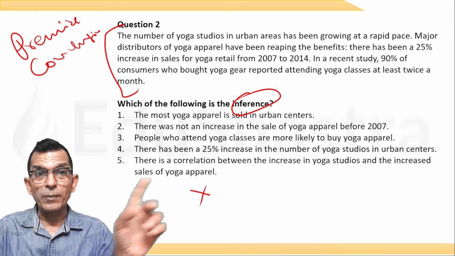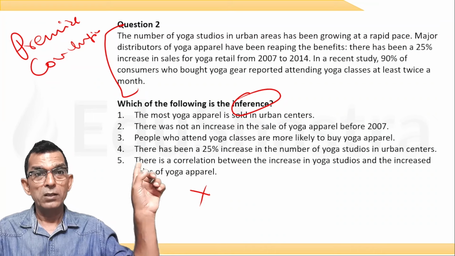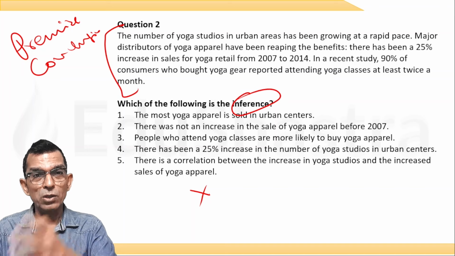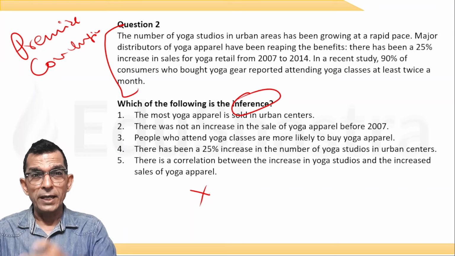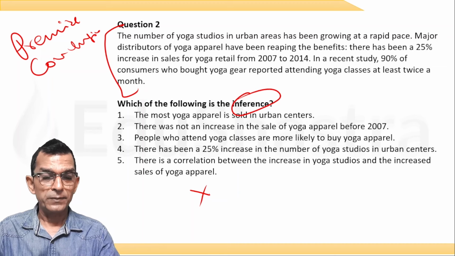Now, this is different from an assumption, because an assumption comes as a reason, because, due to. An inference comes as a conclusion. So, therefore, hence, there is a difference. So, keep that in mind and tell me.